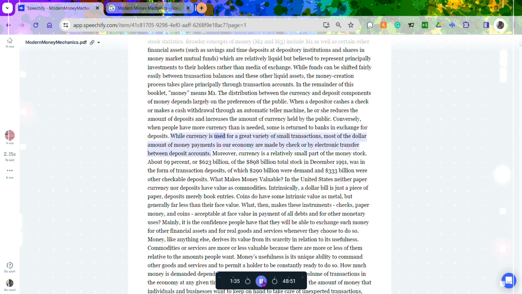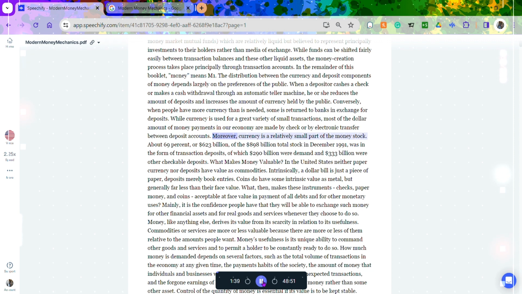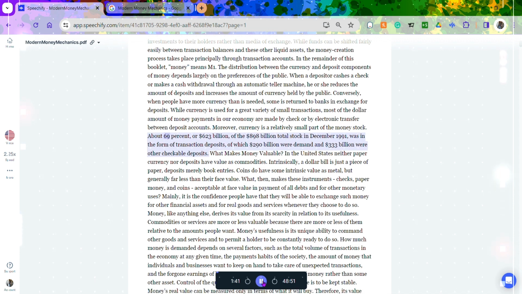While currency is used for a great variety of small transactions, most of the dollar amount of money payments in our economy are made by check or by electronic transfer between deposit accounts. Moreover, currency is a relatively small part of the money stock. About 69%, or $623 billion, of the $898 billion total stock in December 1991, was in the form of transaction deposits, of which $290 billion were demand and $333 billion were other checkable deposits.